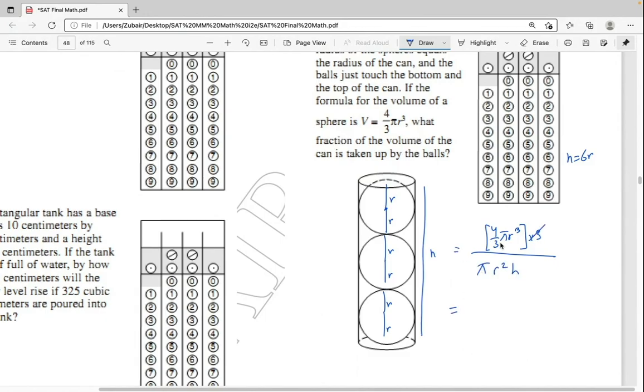The numerator I'm getting this 4 pi r cube, and the denominator I'm getting pi r square into 6r, h replaced. Now pi goes away with pi. This is 4r cube over 6r cube. And finally 2 by 3.